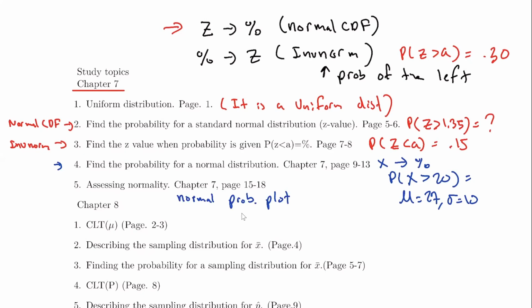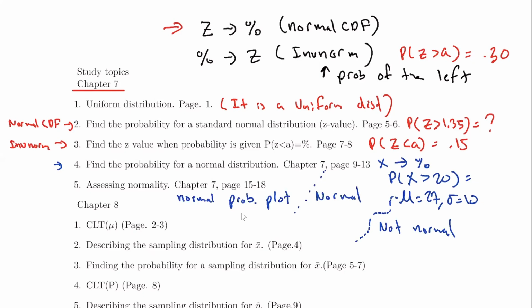So for the normal probability plot, if you remember, that's at the end of chapter 7. For a normal probability plot, if you have a somewhat straight line, we say we have a normal distribution. But if we have something that has curvature to it, I mean, it's exaggerated here, we will say it's not normal.